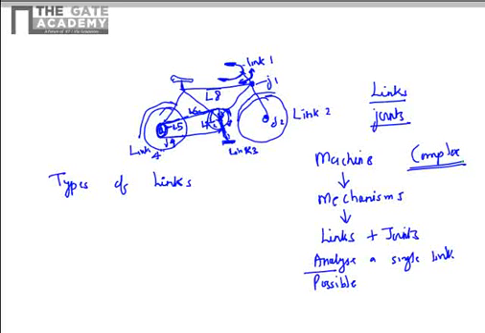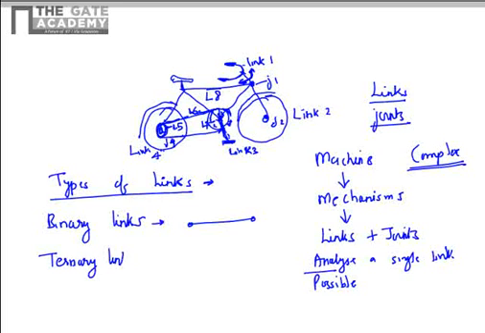Now the links are pretty much simple, they are just a rigid body. So here also we have some types of links, which are basically classified according to the number of other links they are connected to. So we have binary links, which are connected to two other links. We have ternary links, which connect to three other links.